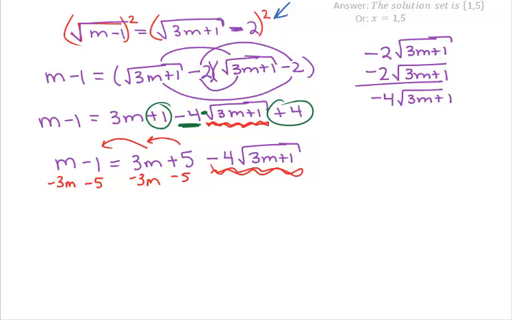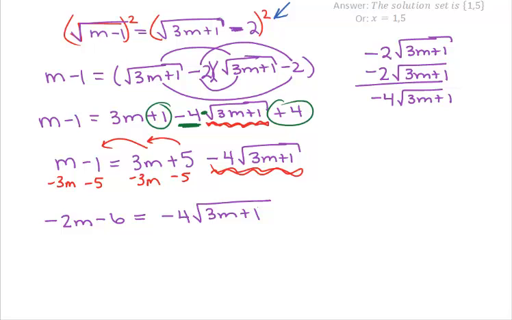Okay, on the left, m minus 3m gives me a negative 2m. On the left, negative 1 minus 5 gives me a negative 6. On the right, I have negative 4 times the square root of 3m plus 1.